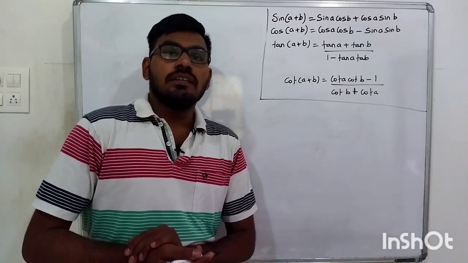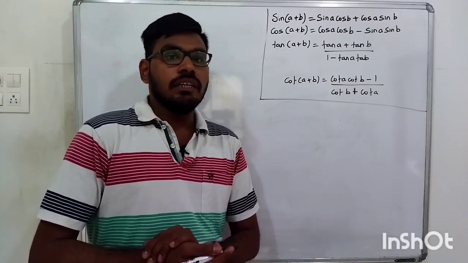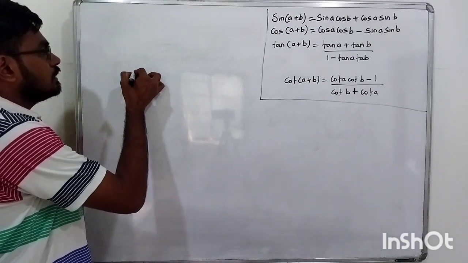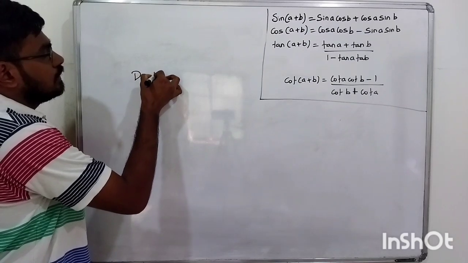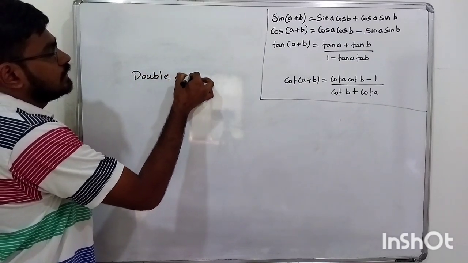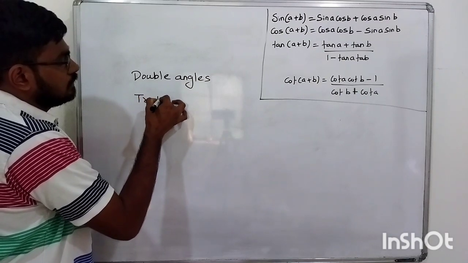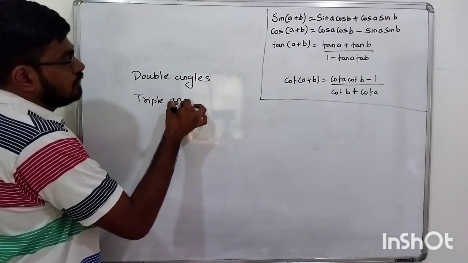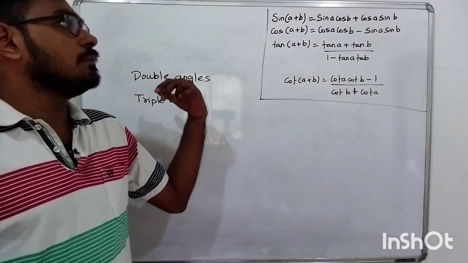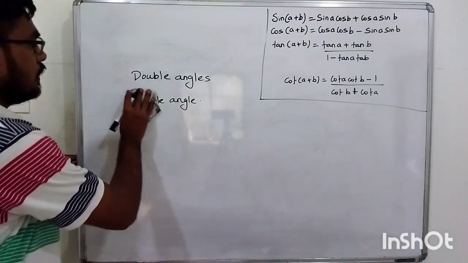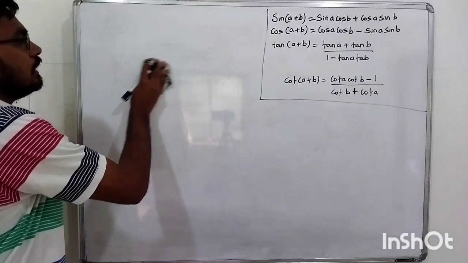So we are going to continue today with the lesson trigonometry, and today we are going to learn about double angles and triple angles. So how to find trigonometric ratios for double angles and triple angles. First thing in this, we start with cos.